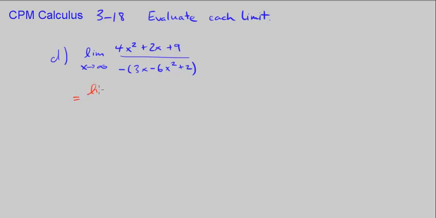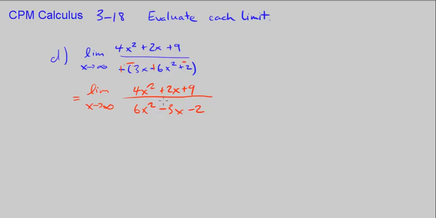So let's simplify this. As x approaches infinity, in the numerator it looks nice: 4x squared plus 2x plus 9. In the denominator, let's factor the negative all the way through and put the x squared term in front, so we get 6x squared minus 3x minus 2, right? I just factored the negative sign, and I get this.